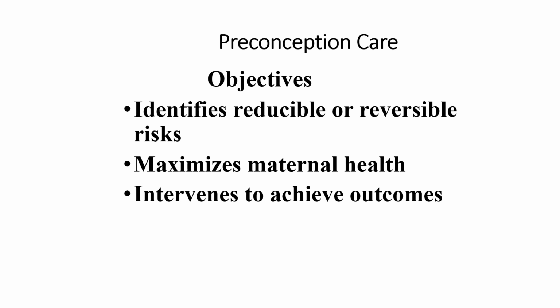Preconception care. Its objective is that it identifies reducible or reversible risk. See, if the mother is having any form of risk factors, and if that risk factor is going to affect the pregnancy or the child adversely, such conditions we can reduce or avoid. That is one objective. The second thing is that it maximizes maternal health. If you are giving proper care and support for the mother even before the onset of pregnancy, the health status of the mother will be better and we can maximize it. And it intervenes to achieve outcomes. In case you want to have a better outcome, you need to do some interventions, and you will get time to do those things before the onset of pregnancy. These are the objectives of preconception care.